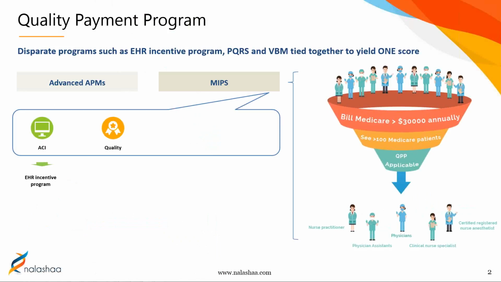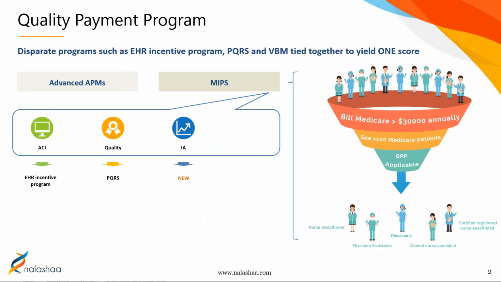The second component is quality. So quality replaces our PQRS, which has the highest weightage in MIPS, that is 60%. The third component, which is new to us, is improvement activities, which has a weightage of 15%.